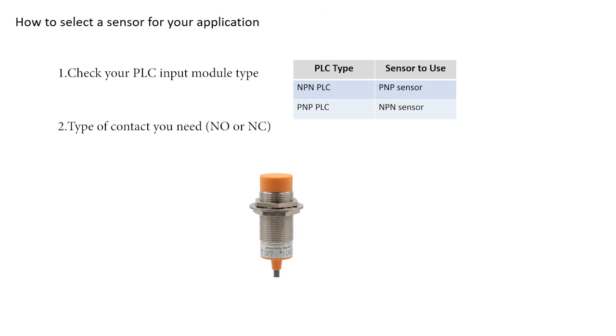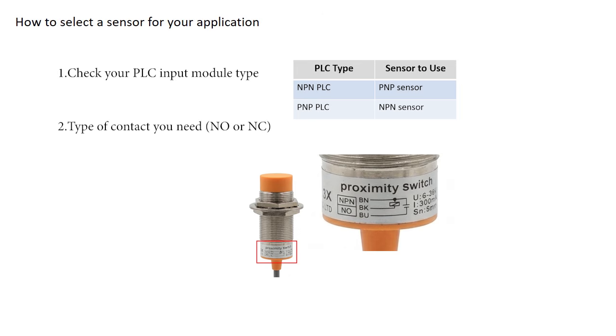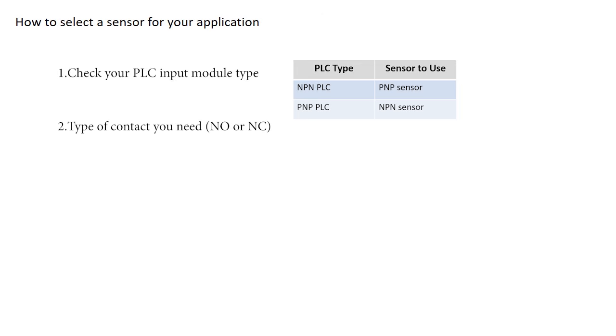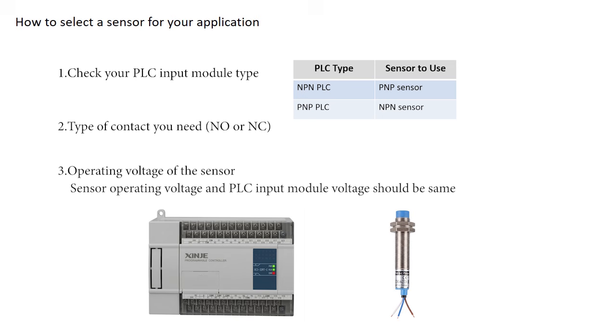Next, consider the type of contact, whether you need a normally open or normally closed sensor, based on your application. Also, pay attention to the operating voltage of the sensor. Make sure the sensor's voltage and current ratings match the PLC input module specifications.